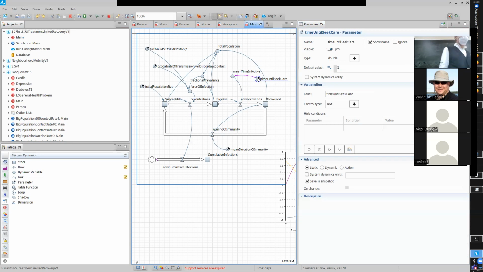What is the unit of time until seeking care? Days. So time until seek care is of dimension base. I can put it in brackets to indicate that I'm talking about a dimension. This is going to be important because we're going to be brief about dimensions. This will be called tau. I'm going to call this tau, time until seek care.